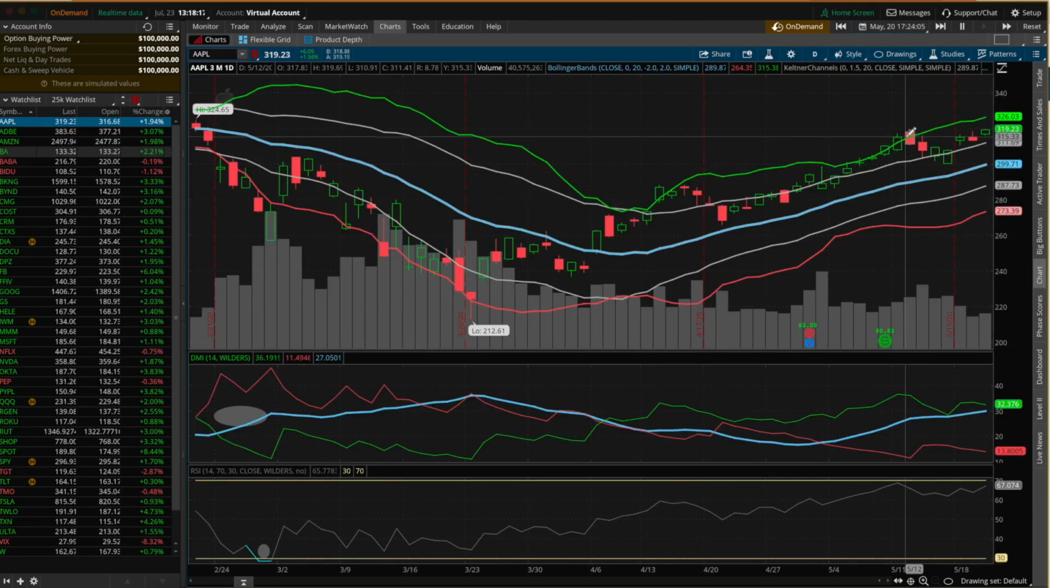So that DI plus pointing down and DI minus pointing up did have some effect on the stock. So there was a minor pullback. From 318 to all the way to 300, there was a minor pullback, sure, but the overall trend, uptrend, is still intact.